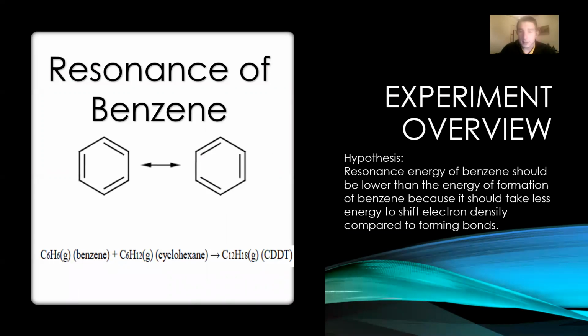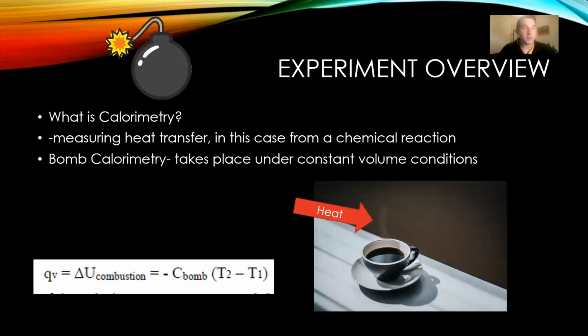The hypothesis that we're going to test here is that the resonance energy of benzene should be lower than the energy of formation of benzene, because it should take less energy to shift electron density compared to forming bonds. So we think. Okay, and I'll just briefly go over the way that we are going to obtain data for these variables in the equation.